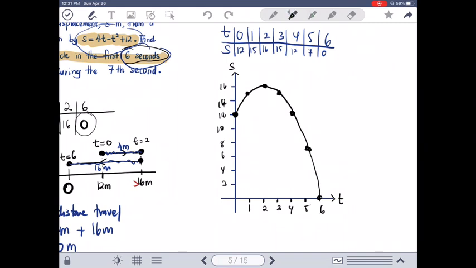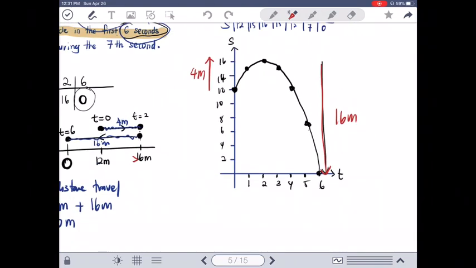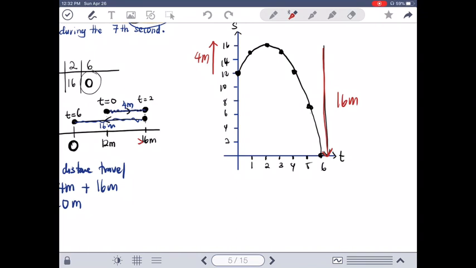So basically the object travels up for 4 meters, and it turns and it goes down another 16 meters. Not to say up or down, it goes to the right hand side, and then it changes direction and goes the opposite direction for another 16 meters. So total distance traveled equals 4 meters plus 16 meters, which equals 20 meters.